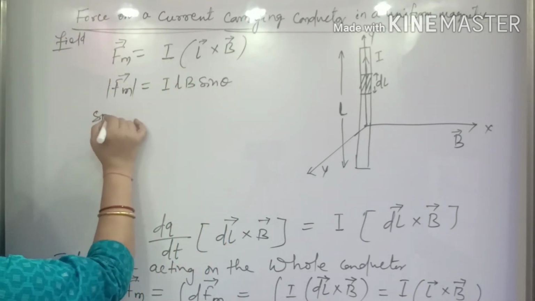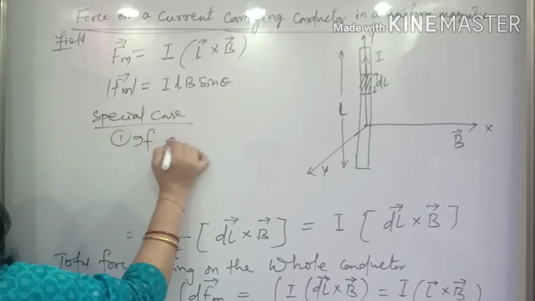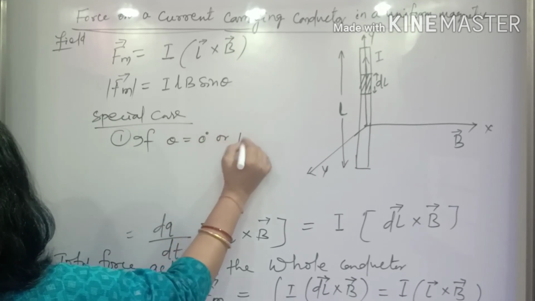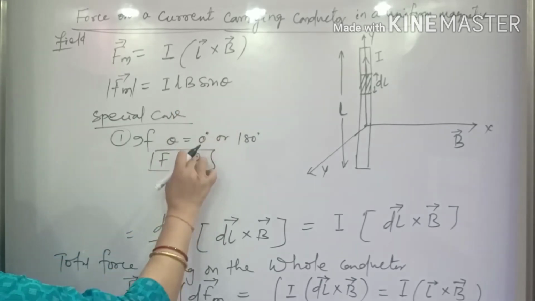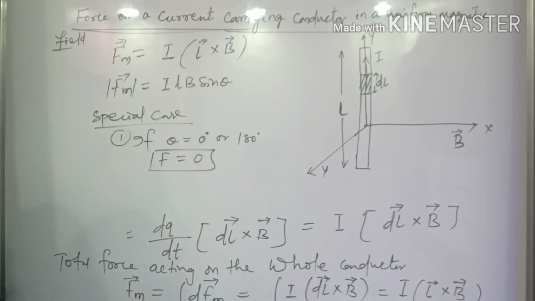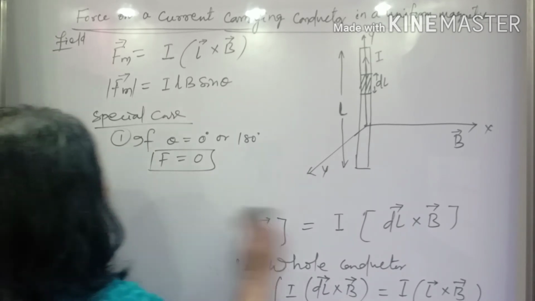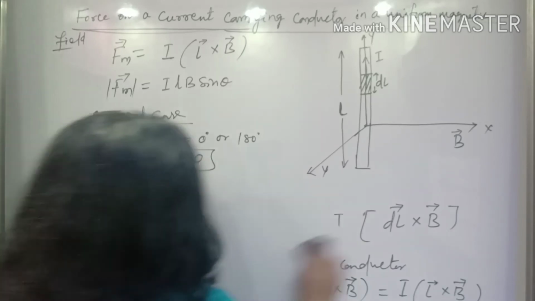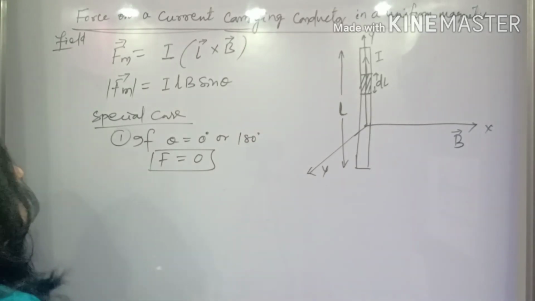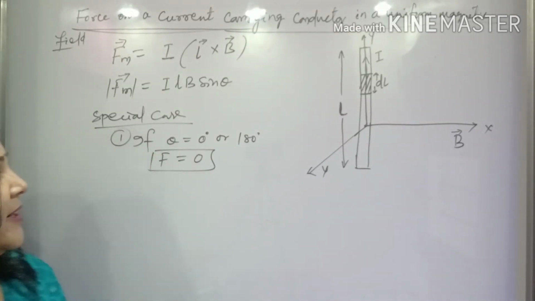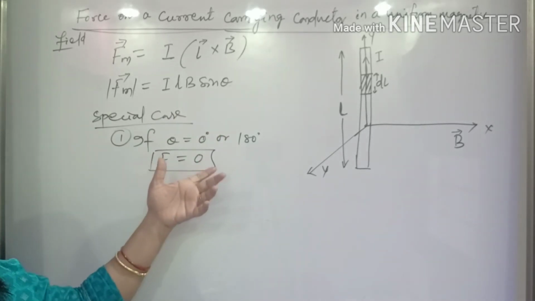Here, if I take theta equal to 0 or 180 degrees, then what will be the force acting? The force acting will be 0, because sine 0 and sine 180 are both 0. So that's where the force acting on the conductor will be 0. If theta equals 0 or 180 degrees, the force acting equals 0.